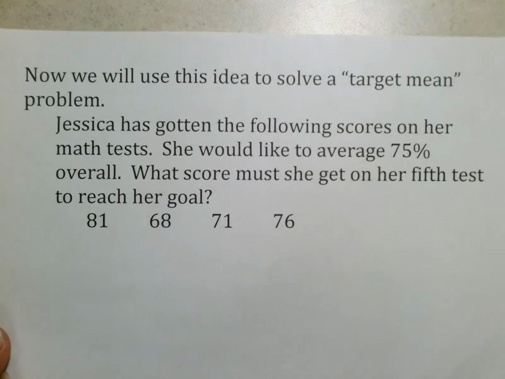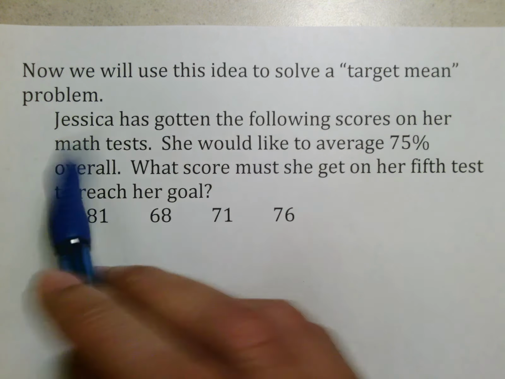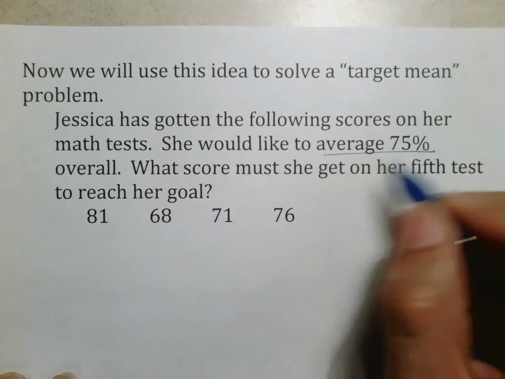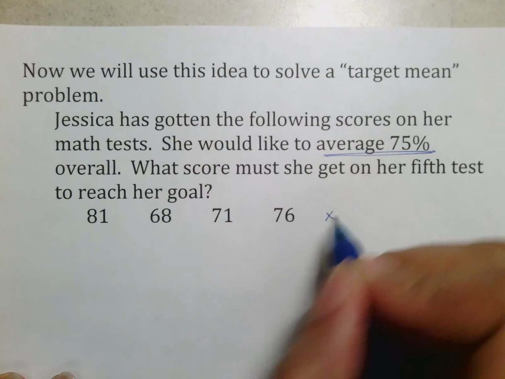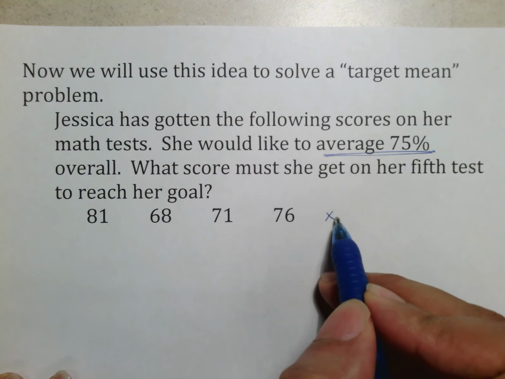And that is going to bring us to what we are going to close out with, which is a question on your Math Excel that you have to work your way through to start. So what we have is a target mean problem. It talks about someone who got some scores on her math test. She'd like to average a 75%, and she wants to know what she has to get on her 5th test to reach her goal. Again, she wants to average 75. That is her target. And she is going to be taking another test. We don't know what that test is. There's 1, 2, 3, 4 tests that she already took, one that she hasn't taken yet.